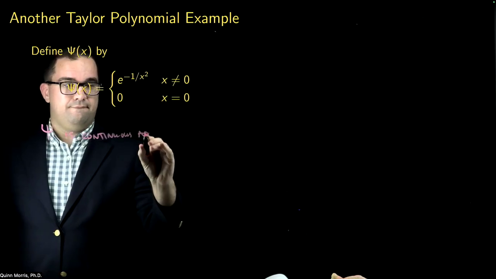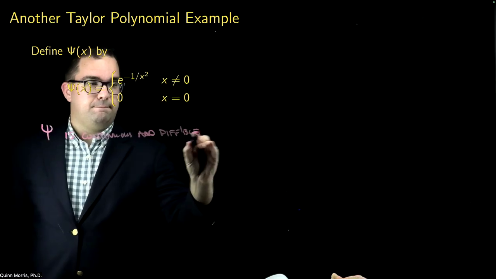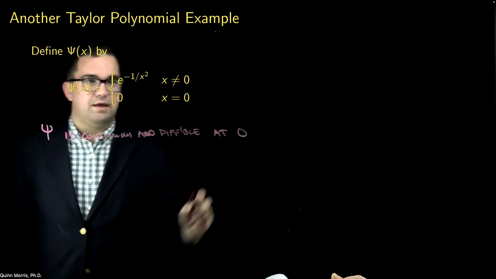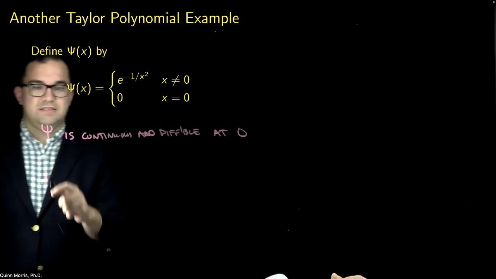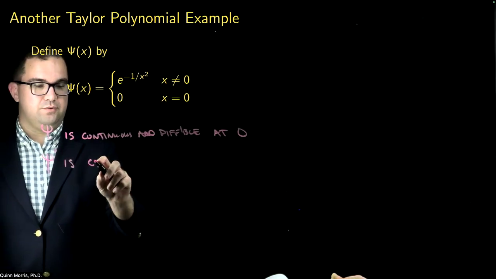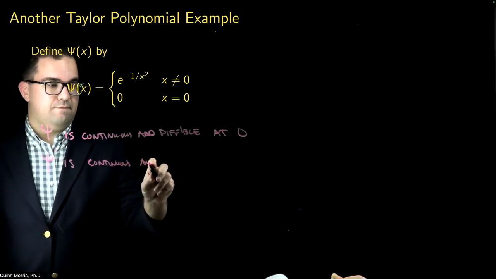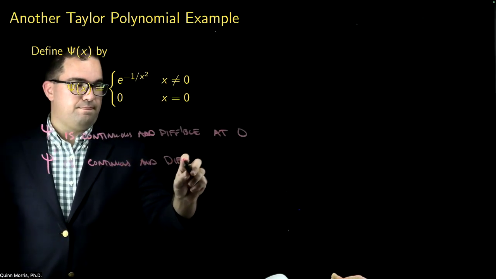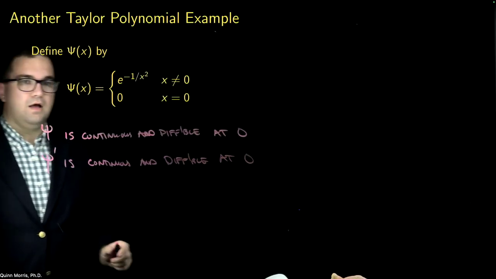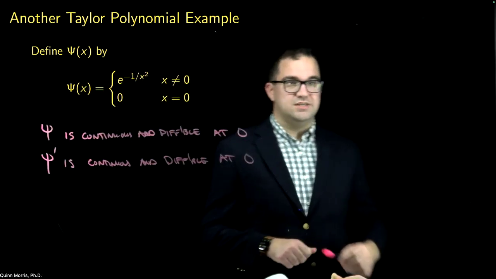and differentiable at 0. Moreover than that, if you take its derivative, it is continuous and differentiable. And in fact, this continues infinitely. We would actually say this function is smooth.